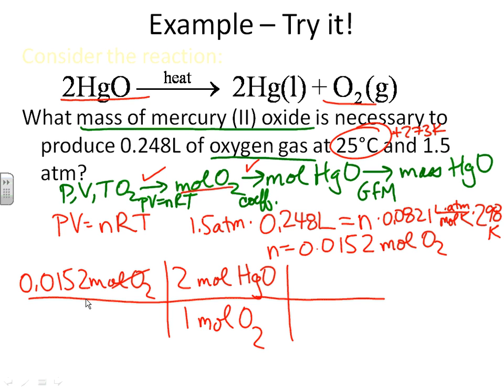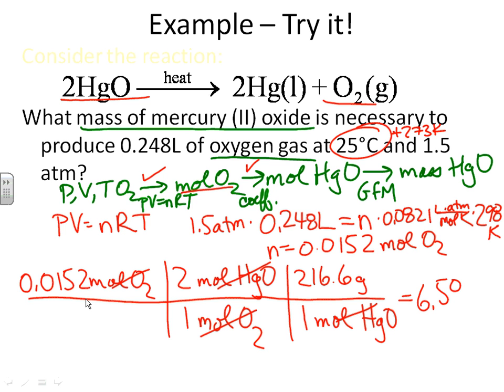Not oxygen, because oxygen is canceled. Now I'm left with moles of HgO. So just adding mercury and oxygen together, 1 mole of HgO has a mass of 216.6 grams, and moles of HgO have canceled. Just doing that math out, multiplying everything on the top together, I get a mass of 6.58 grams of HgO.